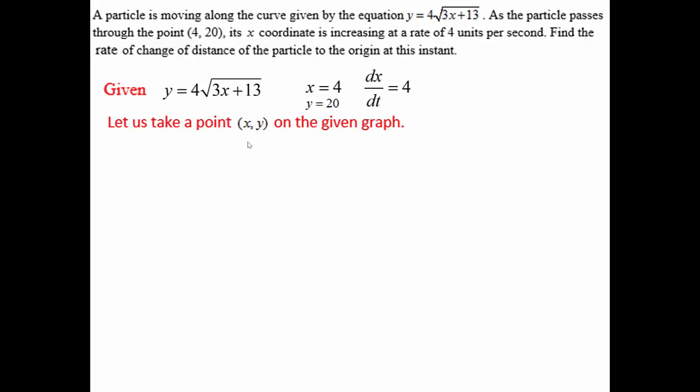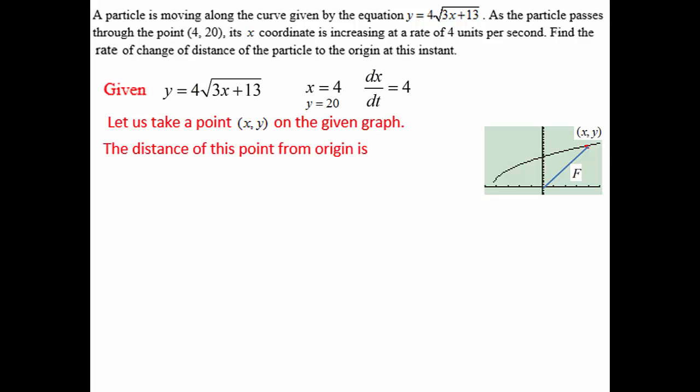Now let us take a point (x, y) on the given graph, and I show you the graph. If you use your calculator, your graph looks like this for this function. Now there is a point here, this point is moving along the graph, so we want to see how the distance from the origin changes. So we know the distance from the origin, call it f, so f squared will be x squared plus y squared. You understand the distance between 2 points, and we square it just to remove the radical sign.